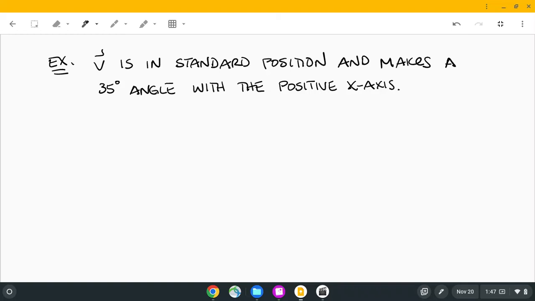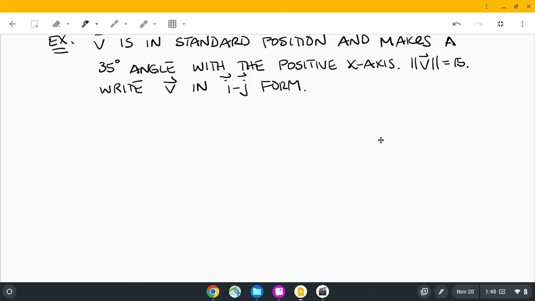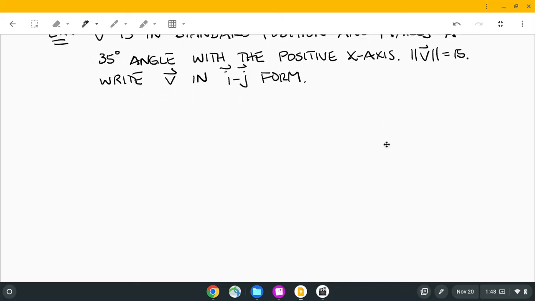And suppose that the magnitude of V is equal to 15. Write vector V in ij form. In ij form. Okay, so that means that we need to know the x component and the y component. Okay, so let's go ahead and draw what we know.